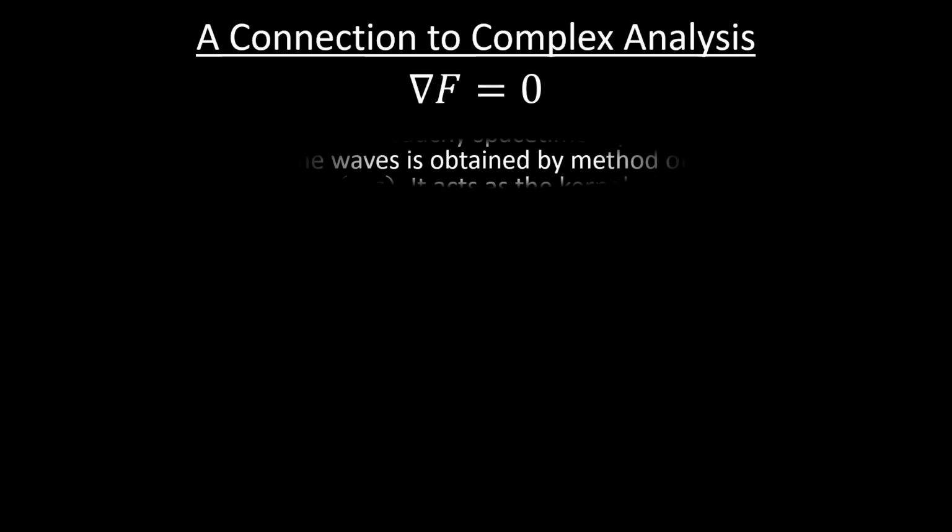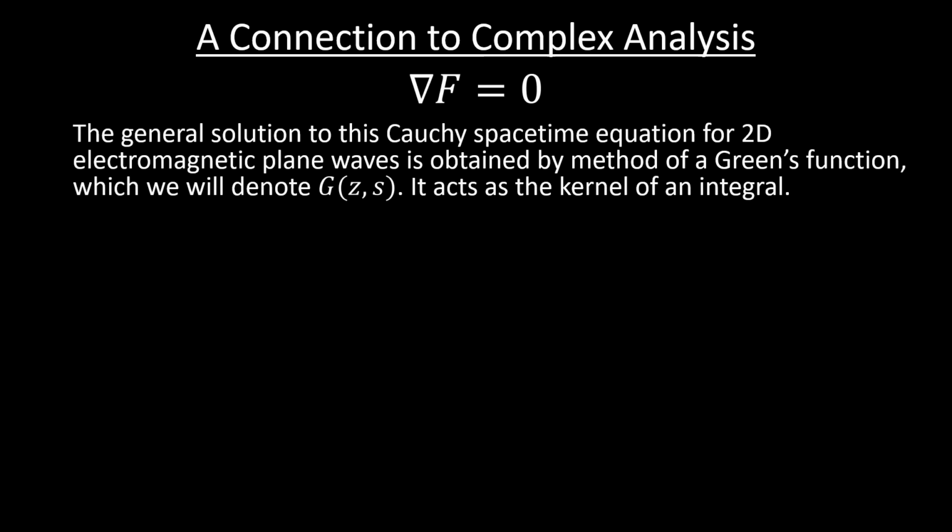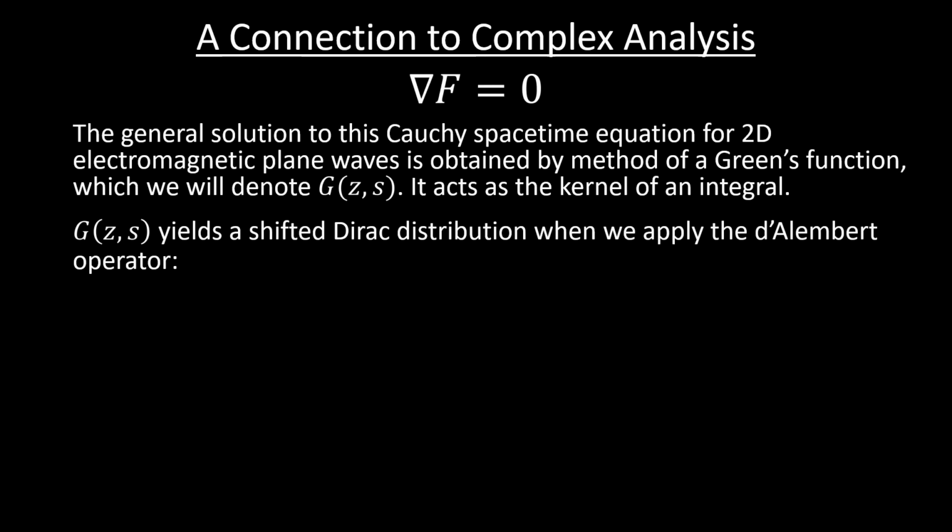A quick connection with complex analysis is worth considering too. Again, let's bring back a vacuum equation, and let's consider a 2-dimensional case. So the general solution to this Cauchy spacetime equation, for a 2-dimensional electromagnetic plane wave in vacuum, is obtained by method of a Green's function, which we will denote G of z and s. It acts then as the kernel of an integral. G of z and s yields a shifted Dirac distribution when we apply the D'Alembert operator, recalling that the Dirac distribution is not a function, it's a functional, a generalized function.